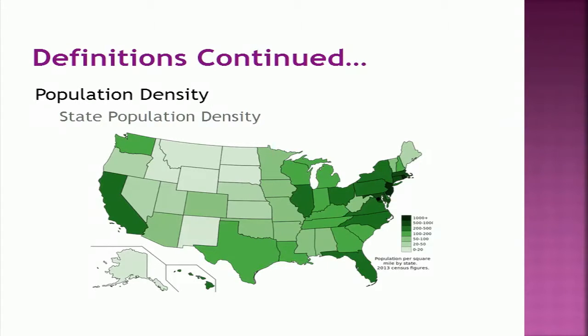Pause the video and take a moment to figure out the population density of the classroom, assuming the classroom is 100 square feet. If there are 20 students in your classroom, then the population density would be 20 students per 100 square feet, simplified to 2 students per 10 square feet, or 0.2 students per square foot.